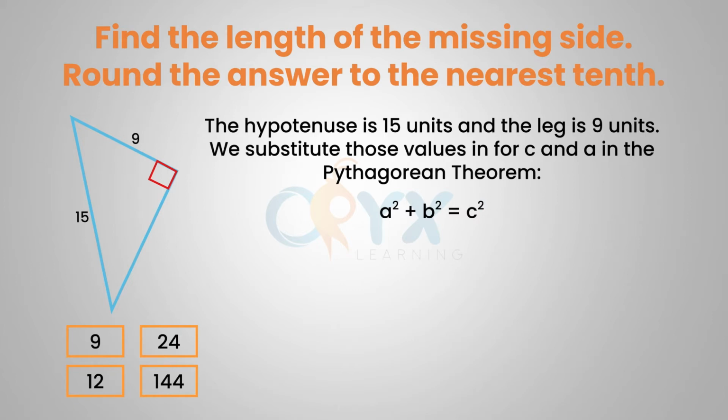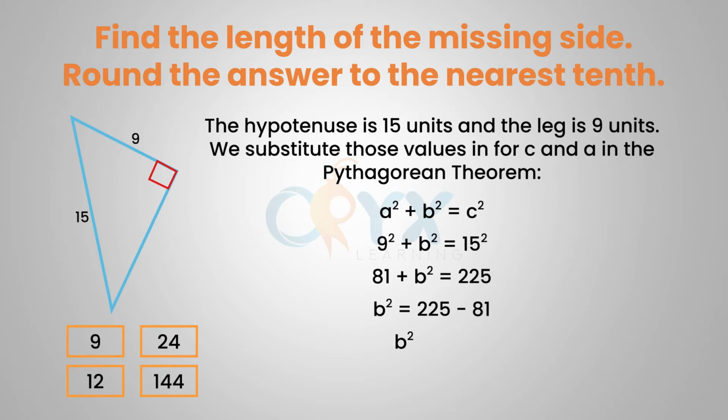Substituting in the values, we get 9 squared plus b squared equals 15 squared. 9 squared is 81, 15 squared is 225, so this gives us 81 plus b squared equals 225. Subtract 81 from both sides of the equation and simplify to get b squared equals 144. Take the square root of both sides of the equation to get b equals 12.